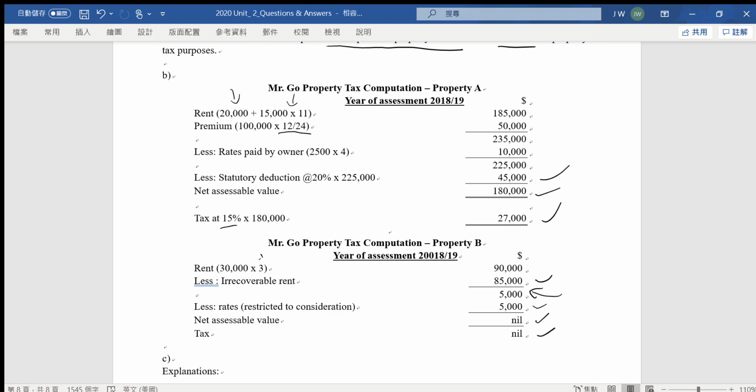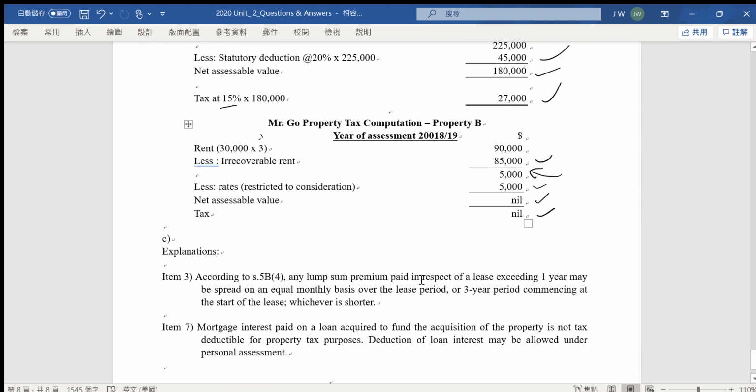That will be the appropriate wording you should use. And also don't provide any negative figures. Don't deduct the rates of 6,500. You would get a negative figure of 1,500. That is wrong. Okay, then we will explain the 3 items.